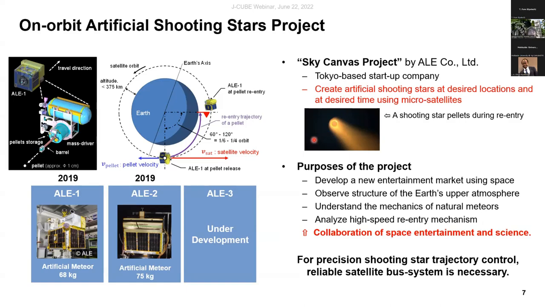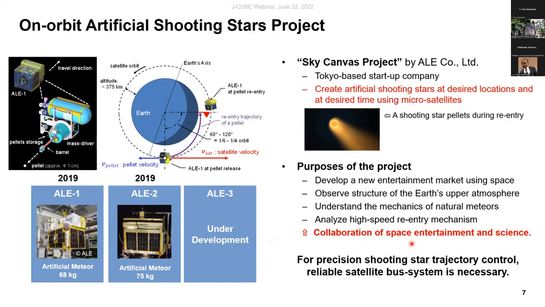Using this technology we got through Earth observation satellites, we are supporting the on-orbit artificial shooting star project. The Sky Canvas project is operated by a Tokyo-based startup company, ALE, and it aims to create artificial shooting stars at a desired location and desired time using microsatellites. So far, we have already launched two satellites, L1 and L2, for technology demonstration. With this project, we believe we can unite space entertainment and space science.